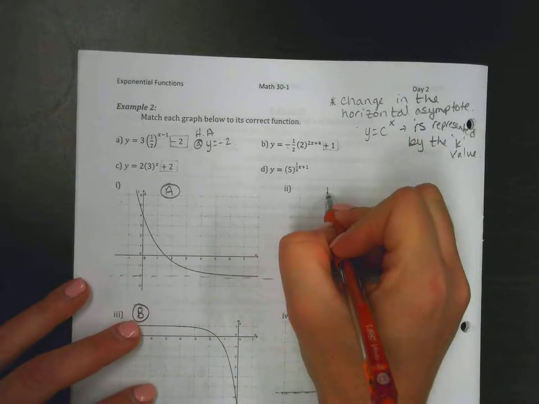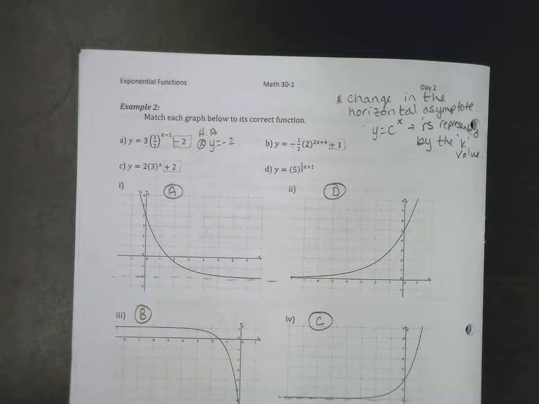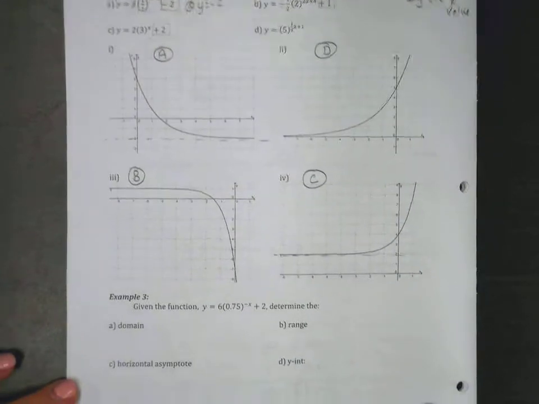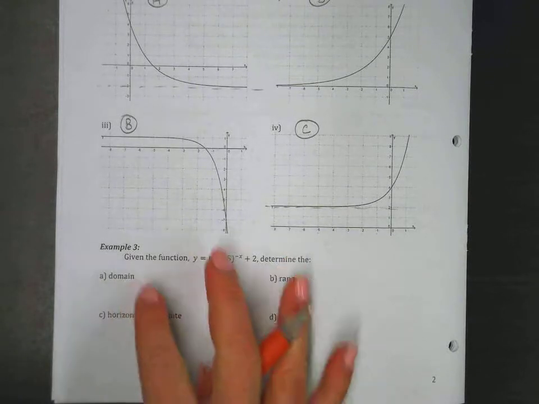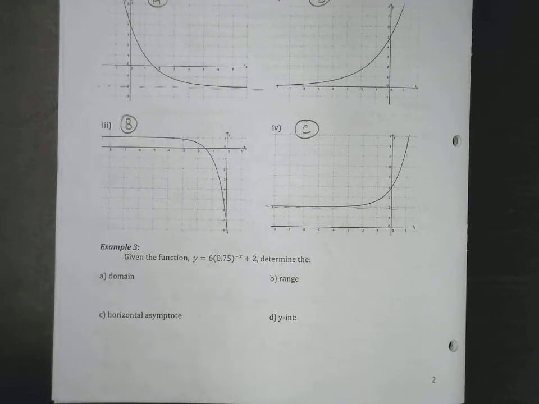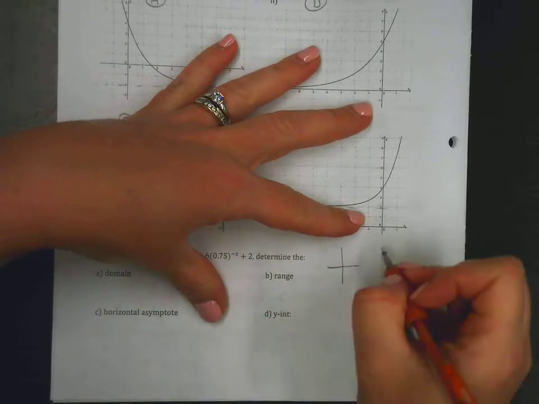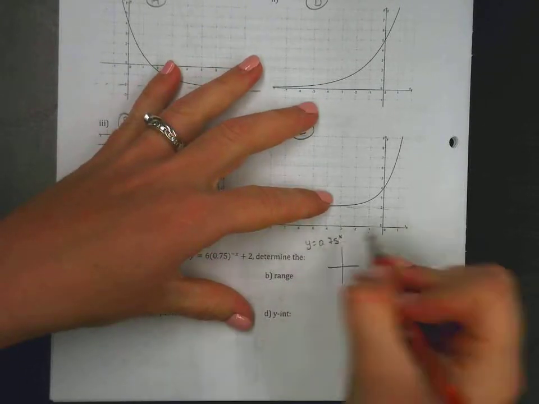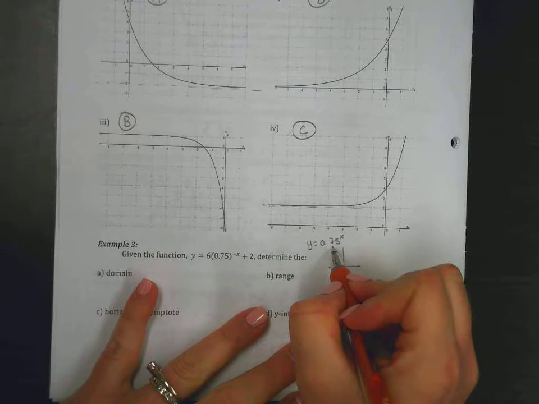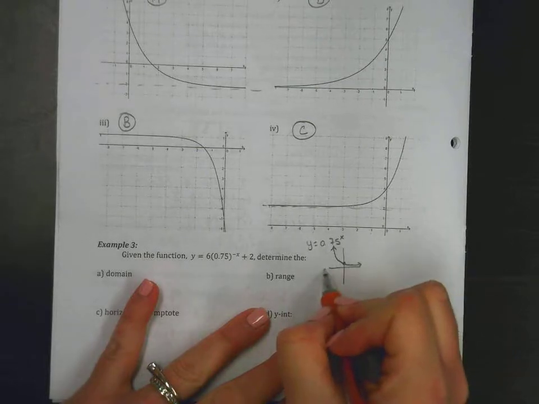All right, moving on to example 3. Given the function 6 times 0.75 to the -x plus 2, determine the following characteristics. So if we can imagine our original function, it would be y equals 0.75 to the power of x. So this is our base function. We know it is going to be an exponential decay, which looks like this. My horizontal asymptote would be at the x-axis. The y-intercept is at 1.